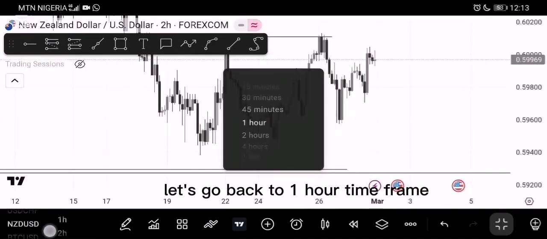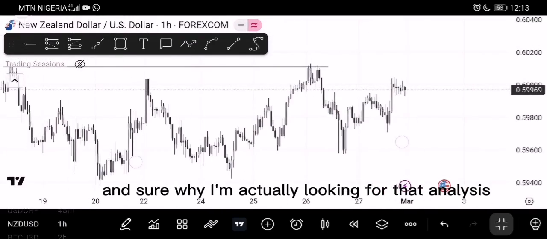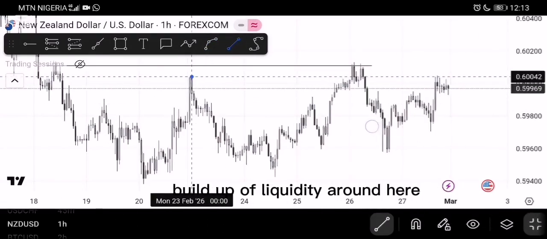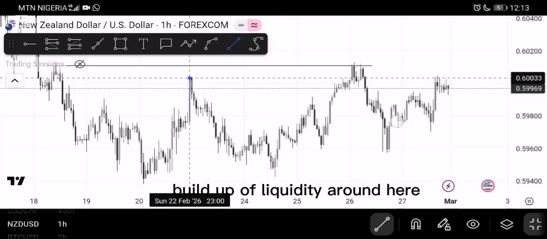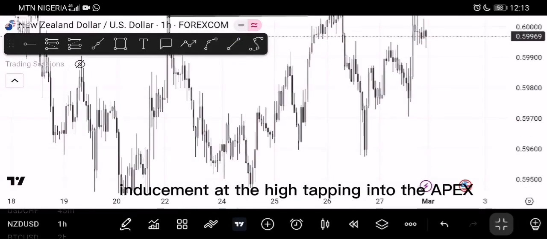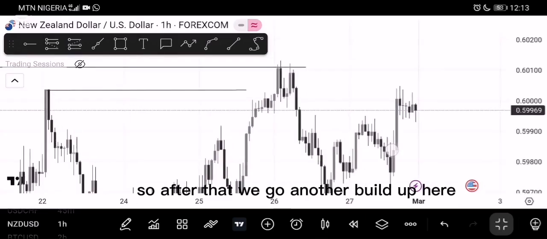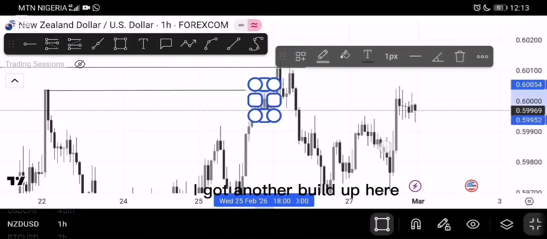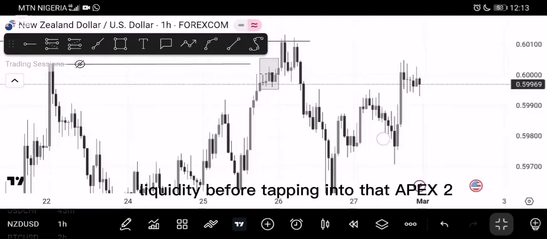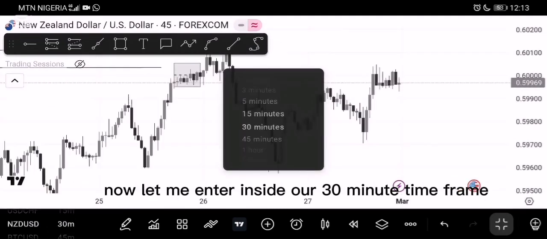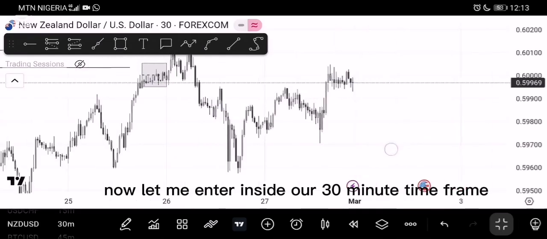Let's go back to the 1 hour time frame and show why I'm looking for the analysis. Firstly, we got a build up here, build up of liquidity around here, inducement at that high, tapping into that apex. After that, we'll go another build up here. I got another build up here, market build up liquidity before tapping into that apex 2, and then the third one. Now we'll enter inside our 30-minute time frame.